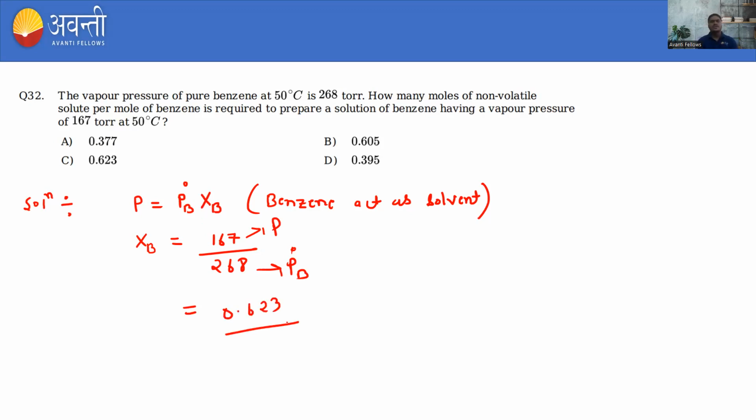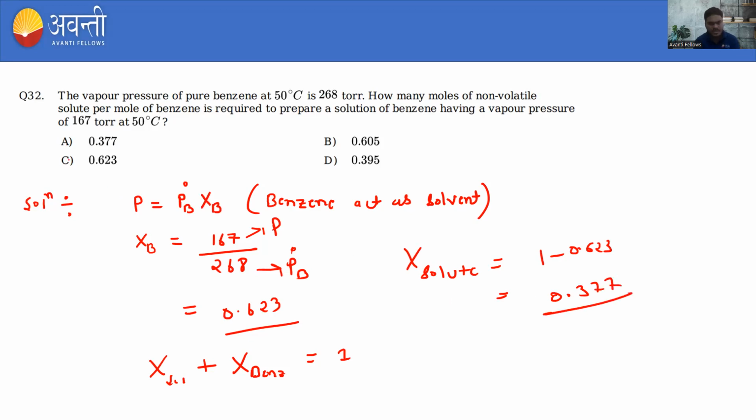But this is the mole fraction of benzene, and in this question they are asking for the mole fraction of the solute. We know that the mole fraction of the solute plus the mole fraction of benzene, that is the solvent, is equal to 1. So the mole fraction of solute is equal to 1 minus the mole fraction of benzene, that is 0.623. On solving, what do you get? 0.377. So option A is absolutely correct for this question. Okay? So option A is correct, that is 0.377.